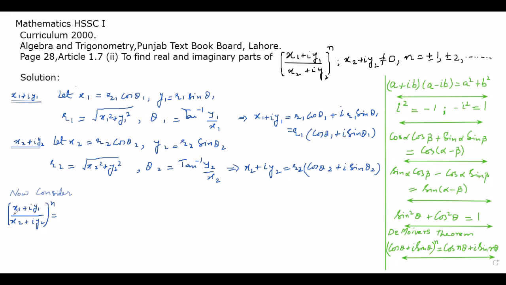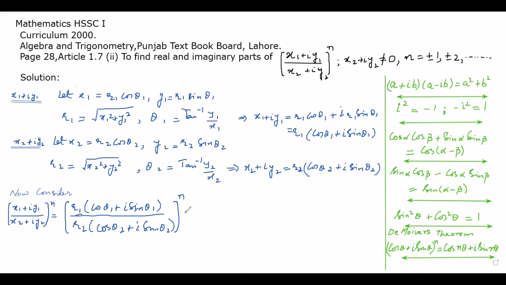Now consider the result, (x1 + iy1)/(x2 + iy2) whole to the power n, and put the polar forms in here. We get r1 (cos θ1 + i sin θ1) divided by r2 (cos θ2 + i sin θ2). Then we put the bracket around these and take power n.